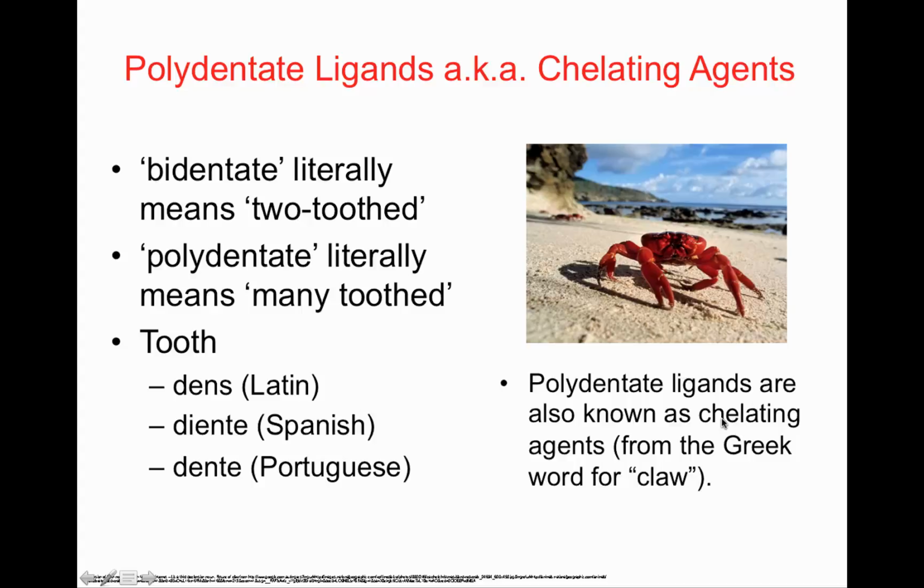It turns out that this word chelating agent comes from the Greek word for claw. I don't know Greek, but I can certainly see how if I have a polydentate ligand, it can kind of reach around and grab a metal ion, just like the claws of a crab can reach around and grab an object.